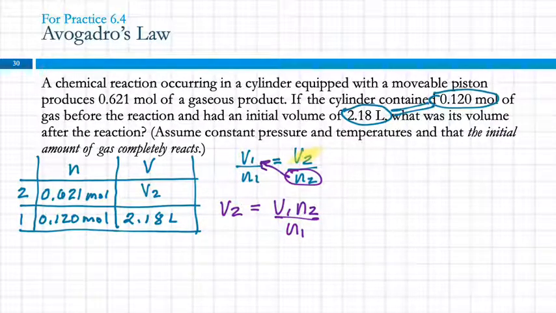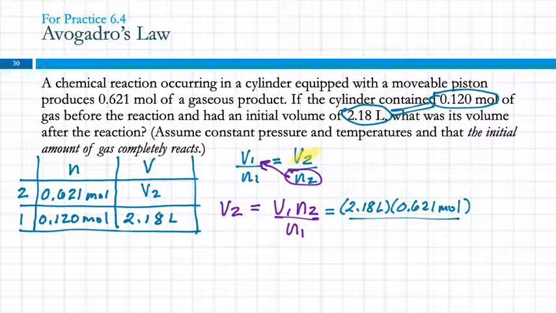And now I'm going to take my numbers and plug them in. 2.18 liters, N2, 0.621 moles, and N1 is 0.120 moles. And I'm checking out my units, and the moles cancel out. Sometimes the problem will give you different units, like liters and milliliters, and then you have to do some unit conversions. So 2.18 times 0.621 divided by 0.12.